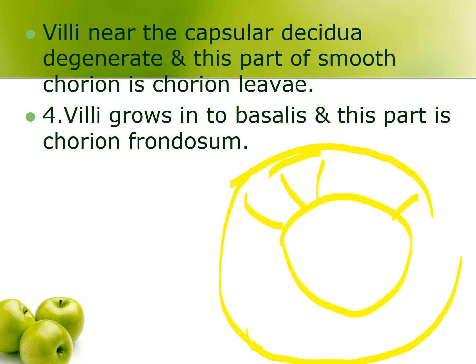Okay, here the villi has disappeared. Here villi are not there, and only the villi are there here. So the villi near to the capsular decidua have degenerated. Now this area is smooth without any villi, and this area is known as chorion laeve, and the villi near to the decidua basalis still have that projection, and this area is known as chorion frondosum. This is chorion frondosum, this is chorion laeve.